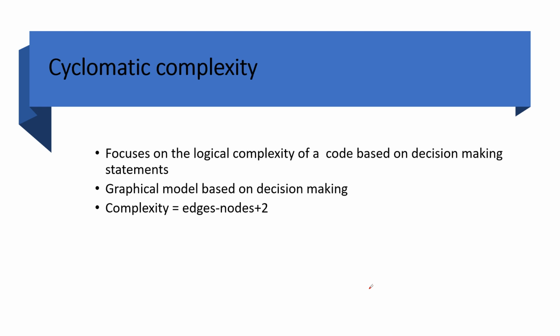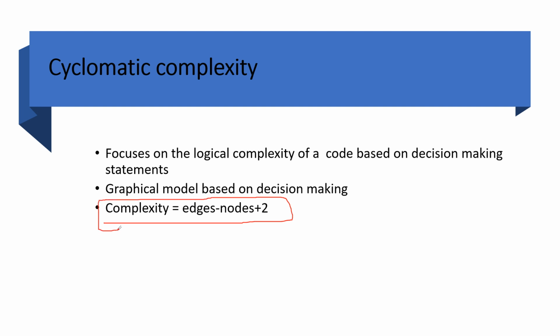Now going to the next, we'll see cyclomatic complexity. Cyclomatic complexity is again about how complex the logic inside the code is. If they have written a decision making statement and it is complex, we check the complexity based on the input. It focuses on the logical complexity of a code based on decision making statements. It is also graphical, based on decision making: how complex my code is.